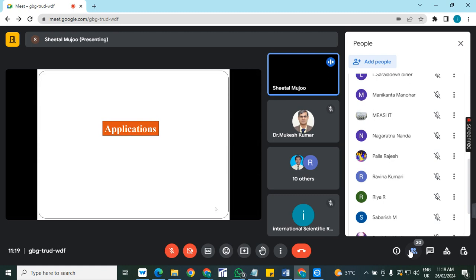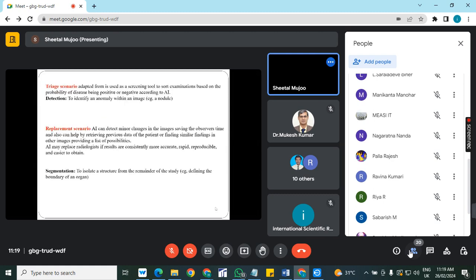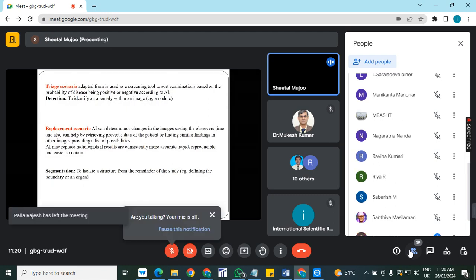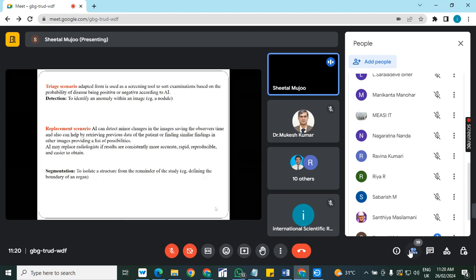So we'll talk about the application of artificial intelligence. First, we'll talk about the triage scenario. Now, when it is triage, it is usually screening. Yes, AI can help us to screen the examinations, and based on the probability of disease, it may show you whether it is positive or negative according to the AI. For example, it helps in detection. For example, there is a nodule. It helps you to detect, yes, there is a nodule. But what type of nodule? Yes, we'll go for deep learning. Deep learning will tell us whether it is normal or abnormal.